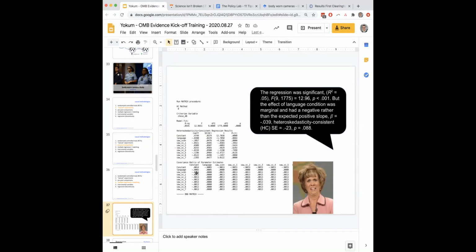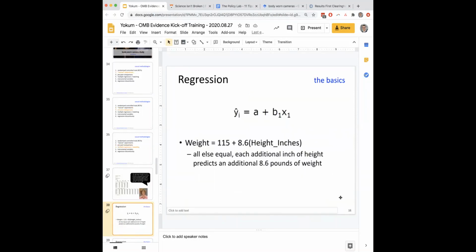But the roots of a regression are actually not that complicated if you just slow down on some of the core basics. My 2-minute version of this would be to invite you to think about it as trying to draw a line between some data points. And so here's an example of an equation. You might remember this from high school. It's the equation for a line.